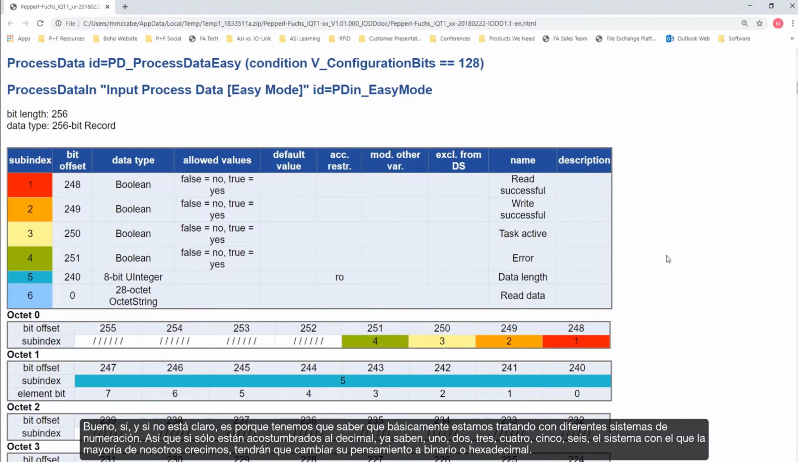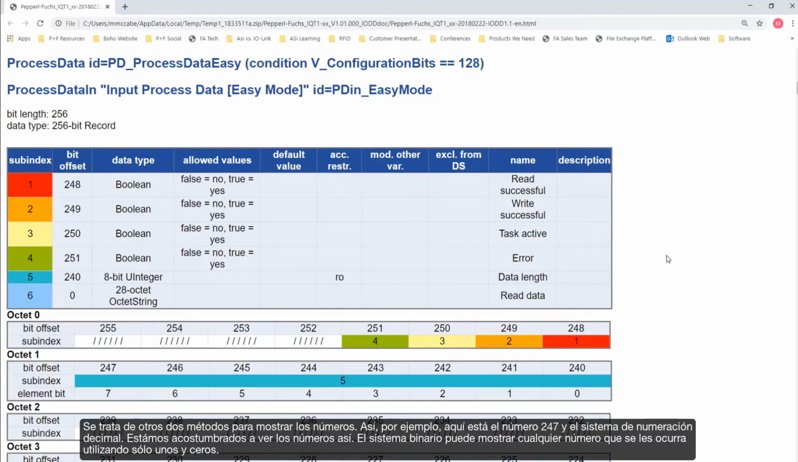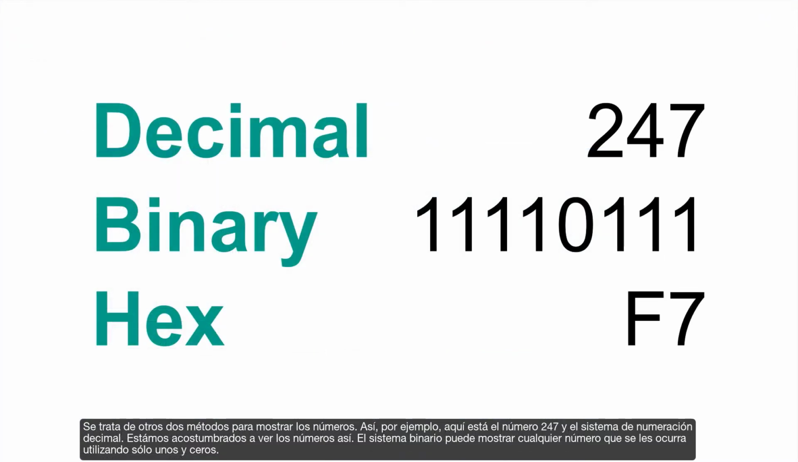Well, it does, and if it's not clear, it's because we need to know that we're basically dealing with different numbering systems. So if you're only used to decimal, 1, 2, 3, 4, 5, 6, the system that most of us grew up with, you'll need to switch your thinking over to binary or hexadecimal. These are just two other methods for displaying numbers. So for instance, here is the number 247 in the decimal numbering system. You're used to seeing numbers like this.